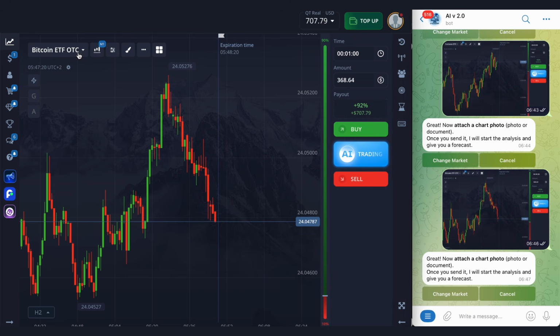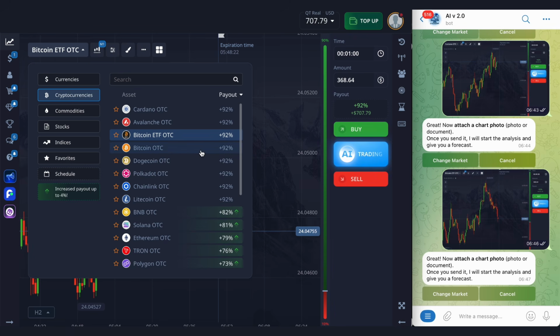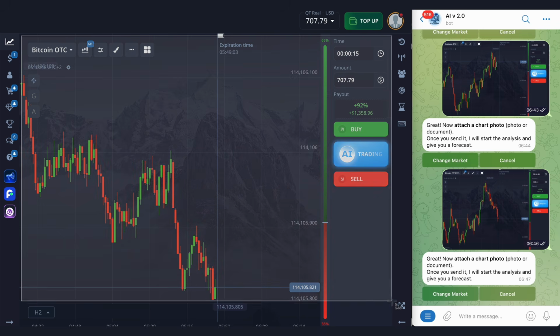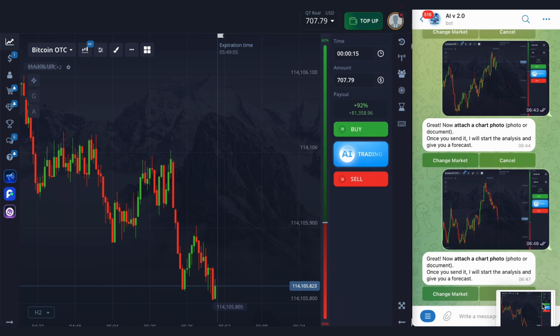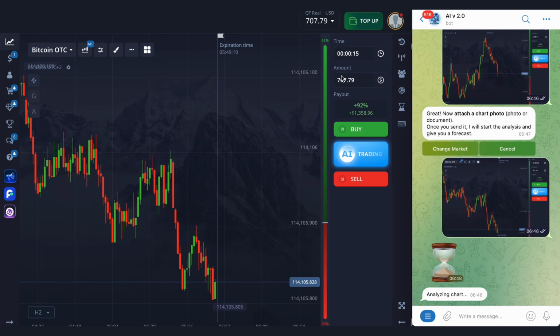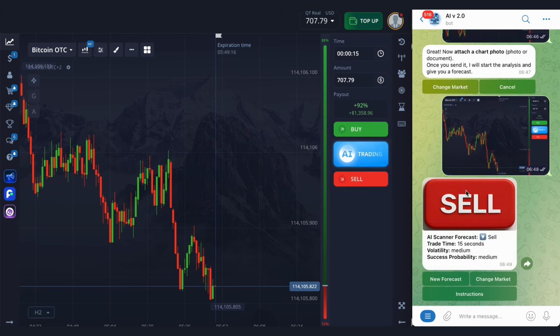Ladies and gentlemen, let's go ahead and hit the market with our next trade, which is gonna be on Bitcoin OTC. Let's go straight and take a very nice screenshot of Bitcoin OTC. We're gonna go ahead and attach a very nice screenshot to our AI screener. Ladies and gentlemen, we are risking 100% of our account balance, 100% risk. That's 707 USD. Alright, it's starting candlesticks, and what is it gonna be?